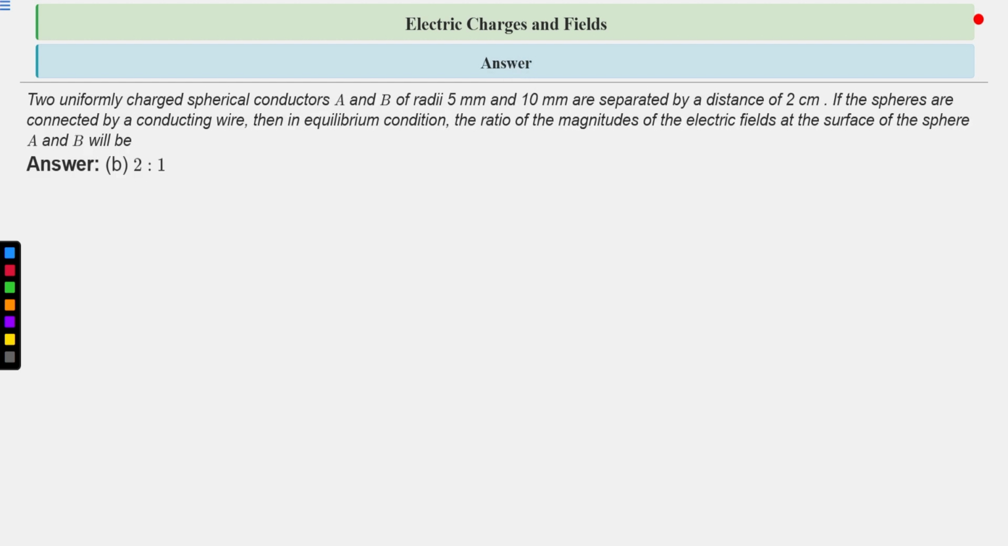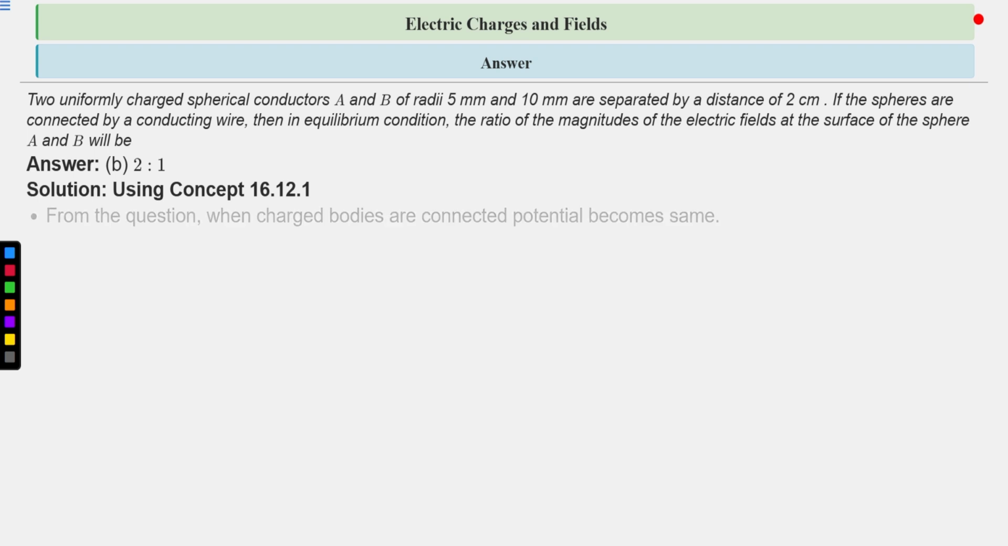So the correct option is B, 2:1. Let's move on to the solution. Using concept 16.12.1, from the question, when the charged bodies are connected, potential becomes the same, which I have already mentioned: when we connect two spherical conductors with the conducting wire, the potential on the surfaces of both the spheres becomes equal.